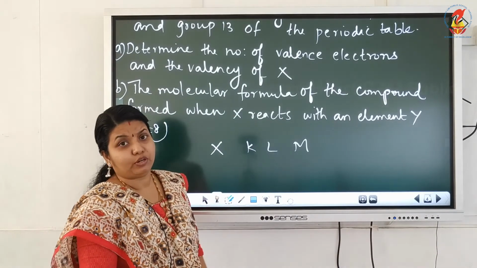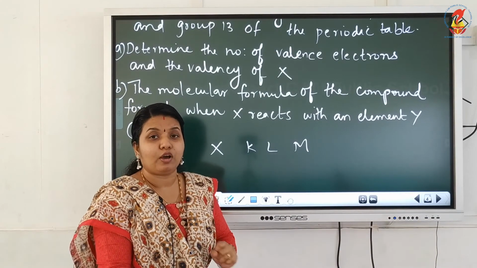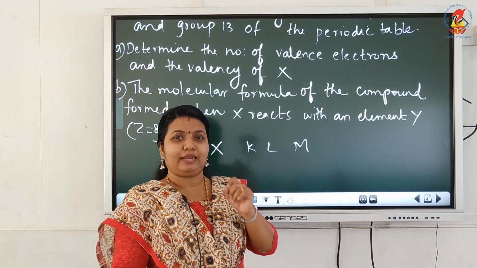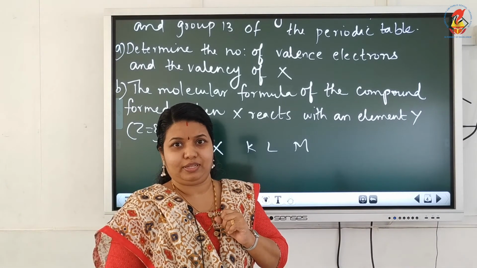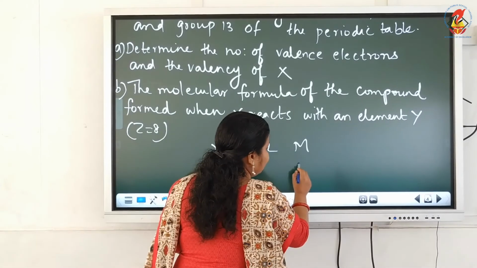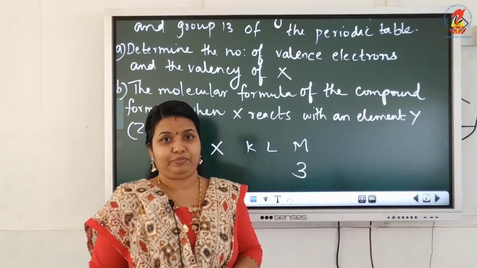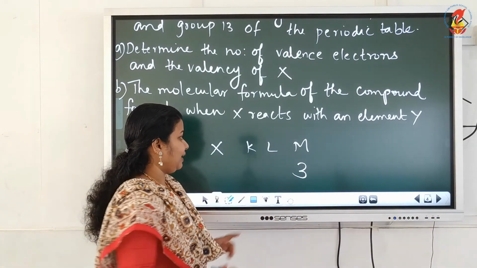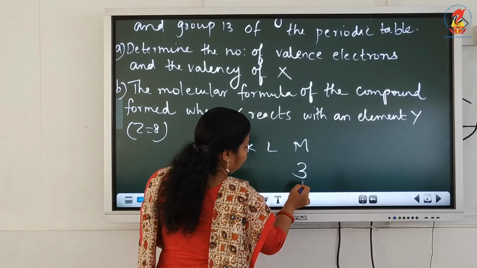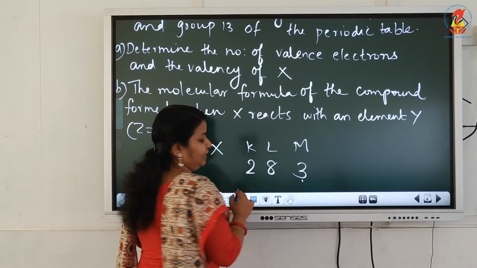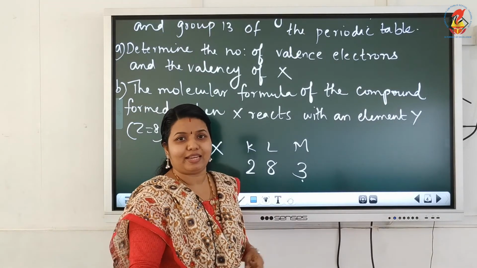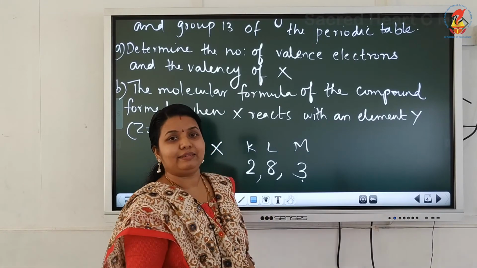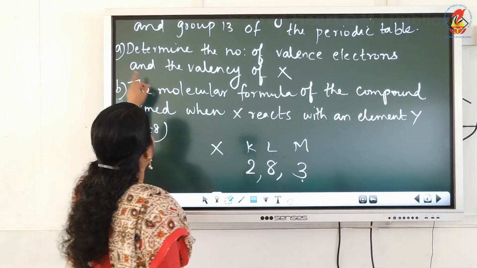Now the group number is given, group 13. So how many electrons are there in the valence shell? From the group number you will get an idea about the number of valence electrons. Group number 13 means it has 3 electrons in the valence shell. That's how group number becomes 13, 3 plus 10. If there are 3 electrons in M shell, before that K and L are filled, isn't it? Only after filling K and L shell, we move on to the M shell. So, its configuration is 2, 8, 3.